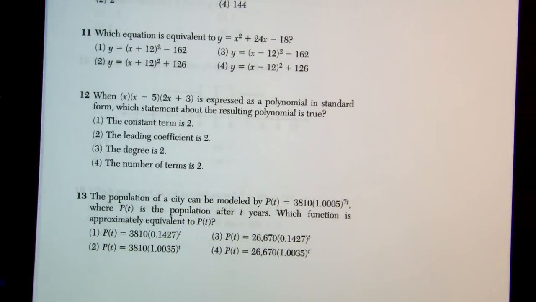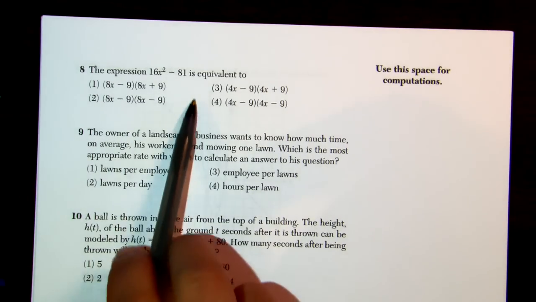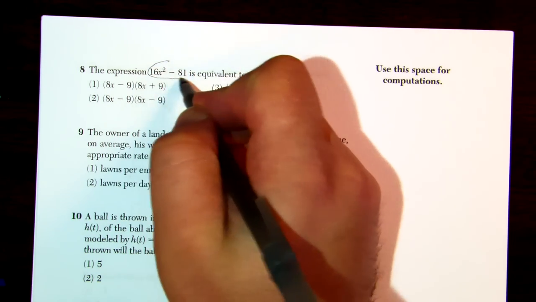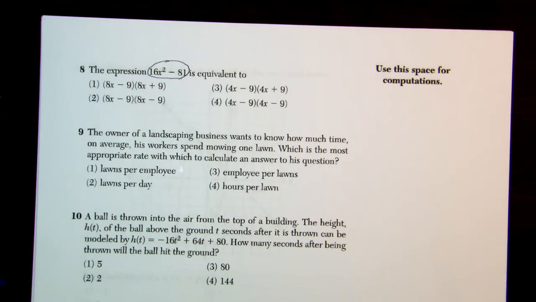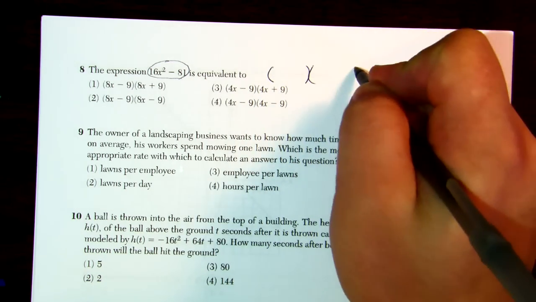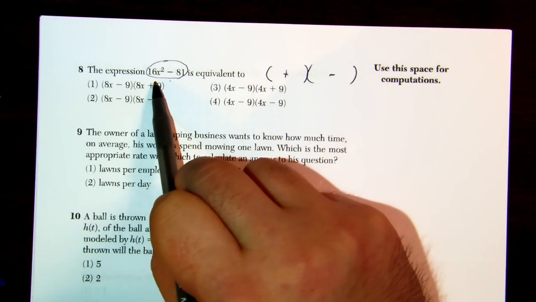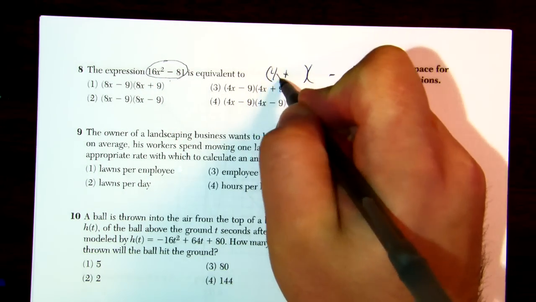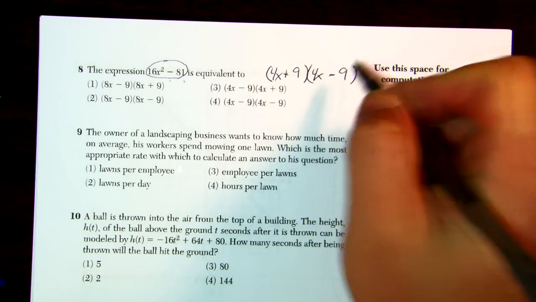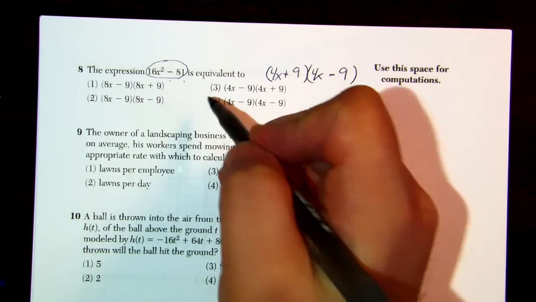Alright, moving on. Number 8. The expression 16x squared minus 81 is equivalent to. This is a perfect square difference. So we're going to go ahead and use the rule of knowing that because it's got the minus sign, it's going to be a plus and a minus in between. And then take the square root of each. Square root of 16 is 4. So we have a 4x. Square root of 81 is 9. Okay, you could have the minus here. So if you look at the answer here for number 8, it's going to be choice 3.